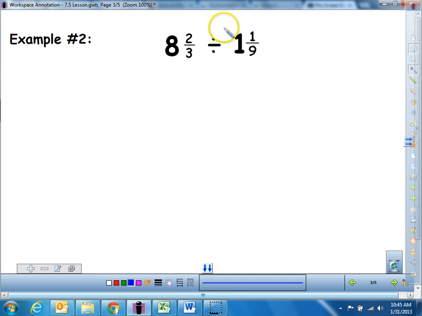All right, now we have 2 different mixed numbers. So the first thing we have to do is change them to improper. So when we take 8 times 3, we get 24, plus 2 to get 26 as our new top number.